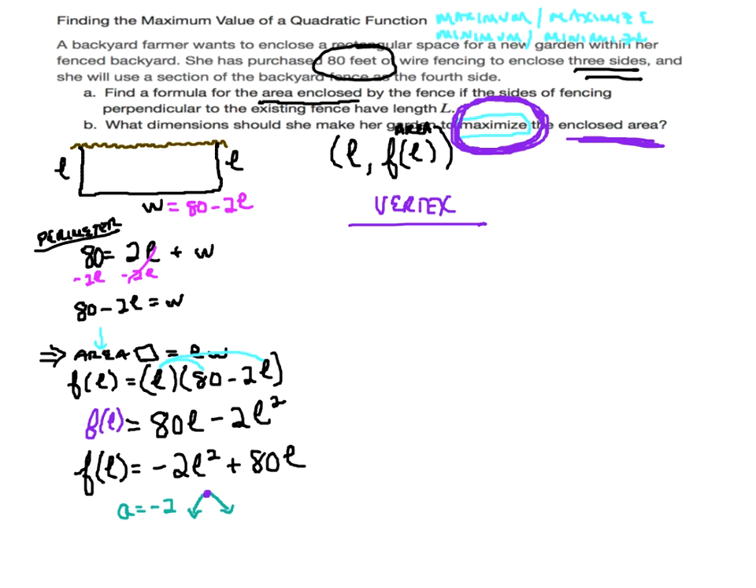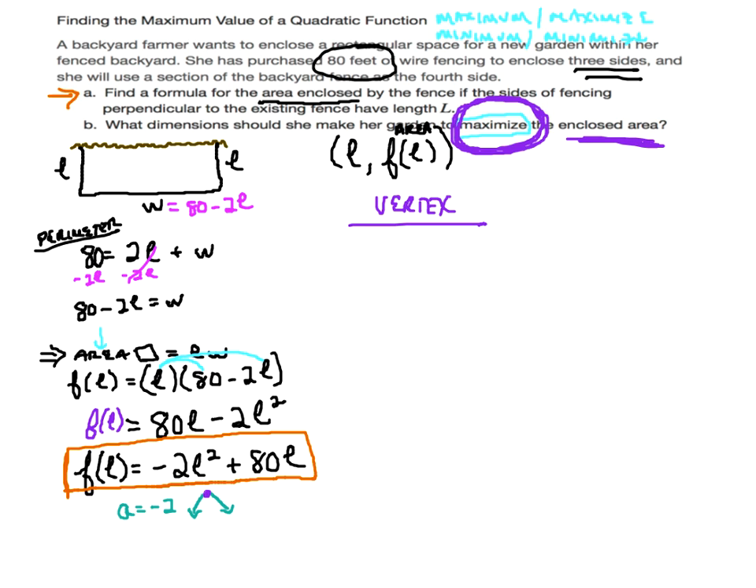By the way, this f of L right here is that equation that they were asking. Well, no, rather we should put it in standard form, so it's the next one. This is the equation or the formula that they're asking for in Part A. Find a formula for the area enclosed. That's a formula that gives you the area. Now we need to find about maximizing it.